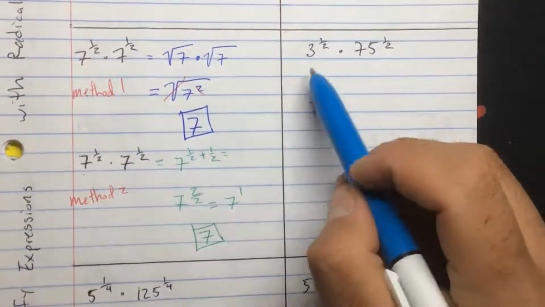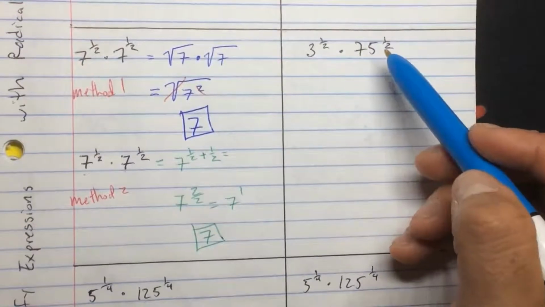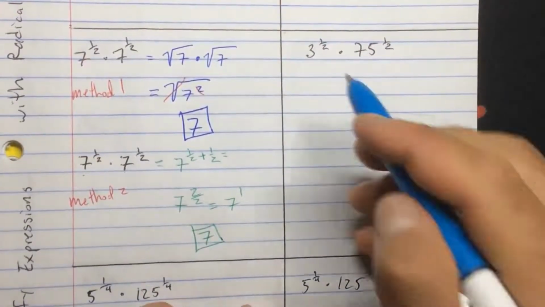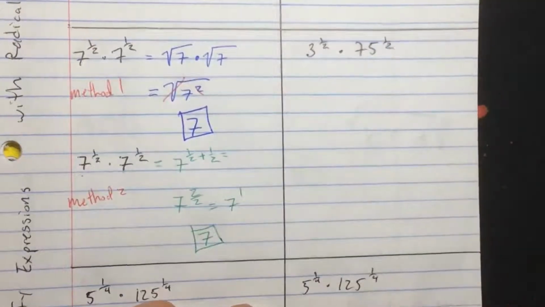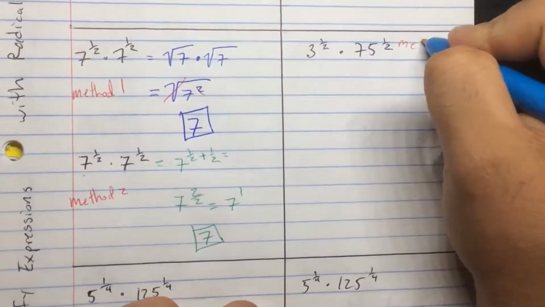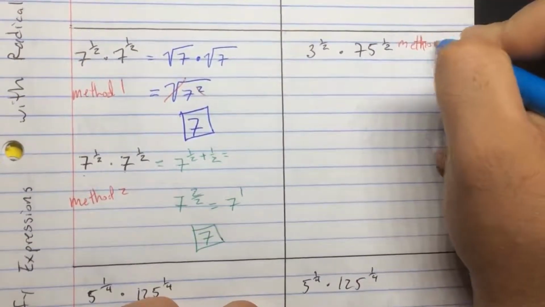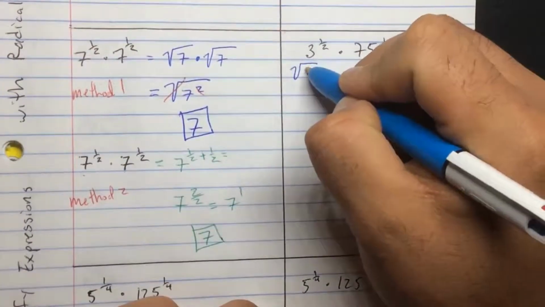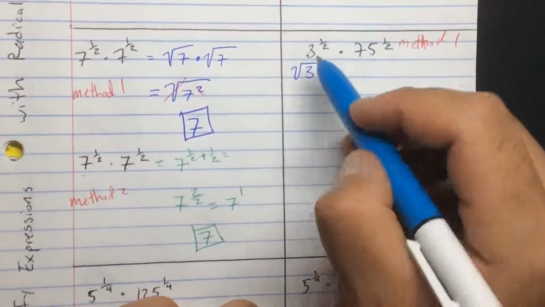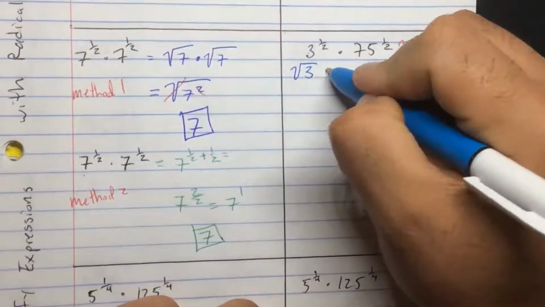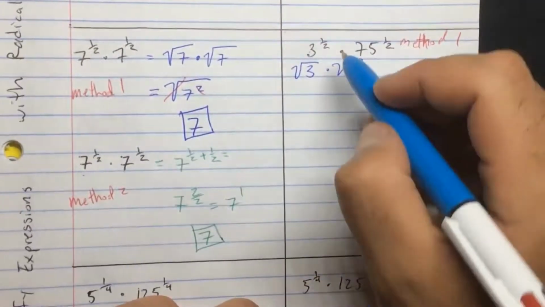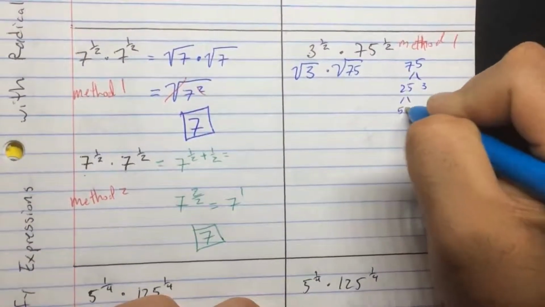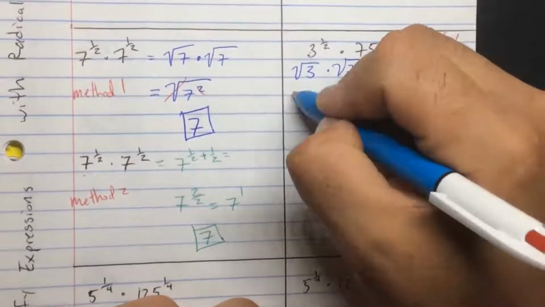All right, going to this one over here now, we have our 3 to the 1/2 times our 75 to the 1/2 power. So we would turn these into method 1 like we did. So we write method 1 up here. I might not even do method 2, but just to show you method 1, once again, we'll do this one in blue. The first thing to do would be turning both into square roots. So 3 to the 1/2 would be the square root of 3, because there's an invisible 2 here, times the square root of 75. A little side work for this one, we'd have to turn our 75 into 25 times 3, and then our 5 times 5.